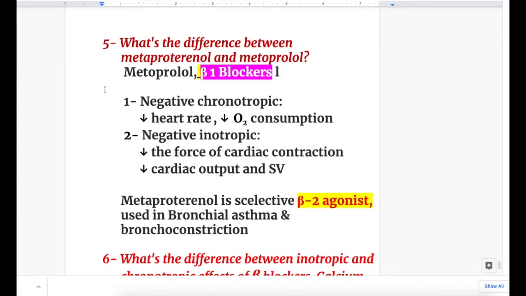Question number 5. What's the difference between metaproterenol and metoprolol? Metoprolol is a beta-1 cardioselective blocker used in angina, arrhythmia, and hypertension. It has negative chronotropic properties that decrease the heart rate and decrease oxygen consumption, and also negative inotropic effects that decrease the force of myocardial contraction and decrease cardiac output and stroke volume, whereas metaproterenol is a selective beta-2 agonist used in bronchial asthma and bronchoconstriction, and it causes bronchodilation.